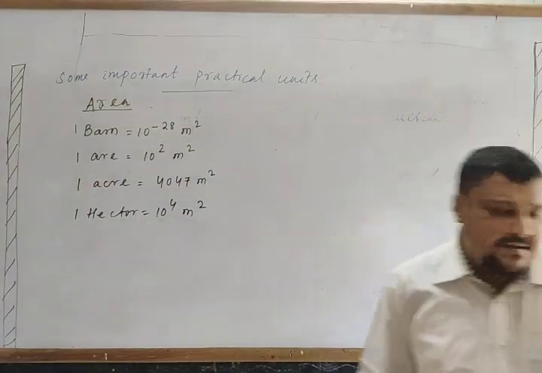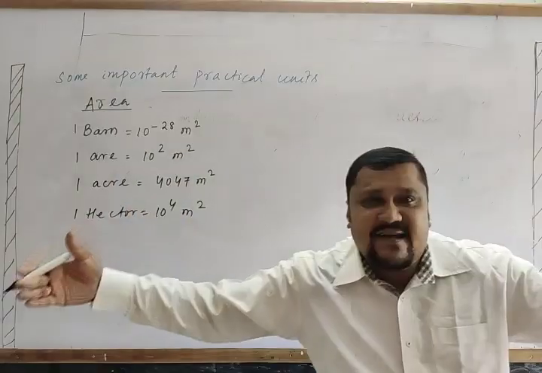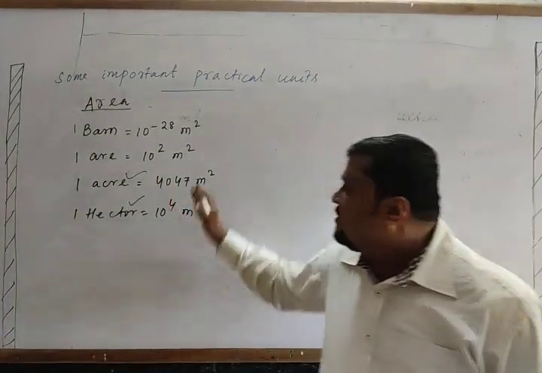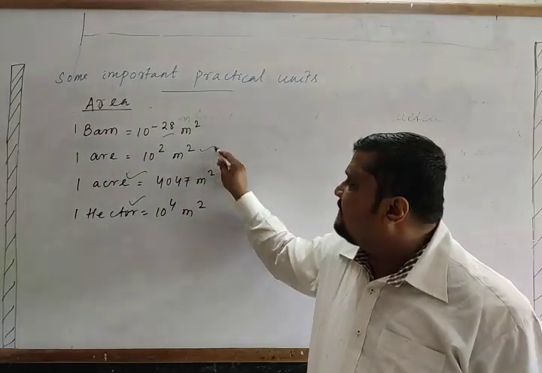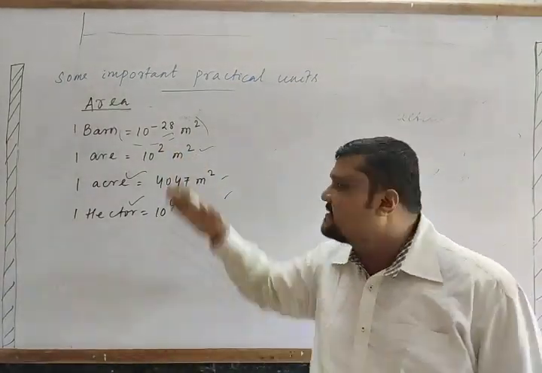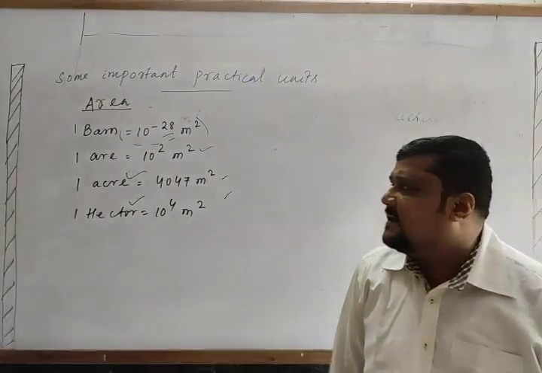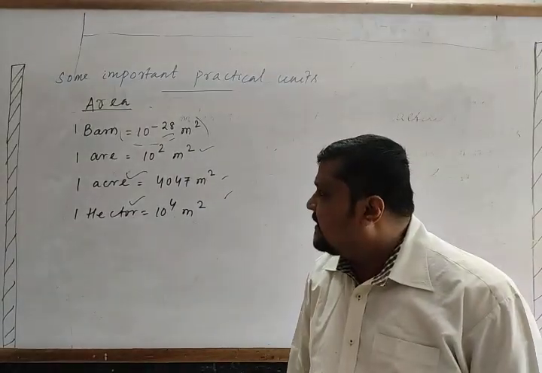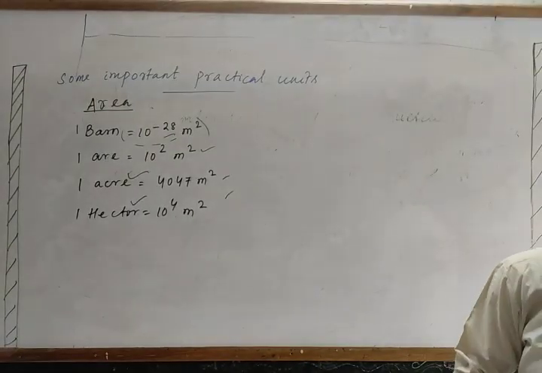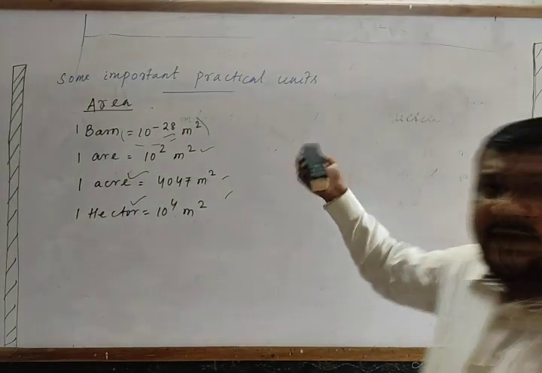We are using hectare and acre for measuring the area. So these are for small and these are for large. This one is for small measurement, like the cross-sectional area of nucleus, the barn. These are for large measurements: acre, hectare. Clear? So these are simply for measuring the area.